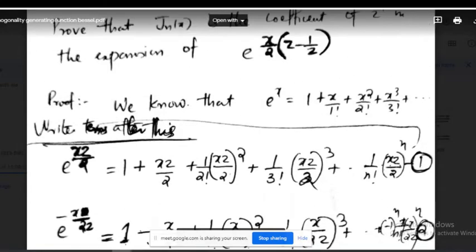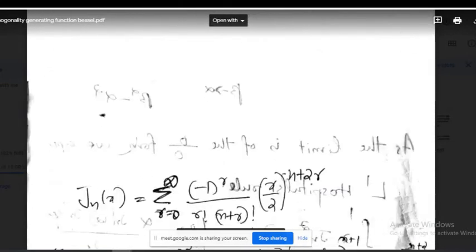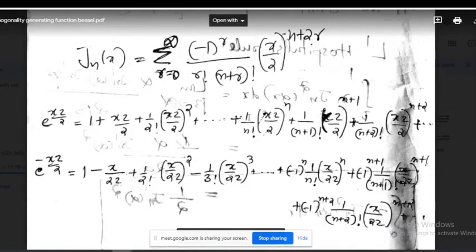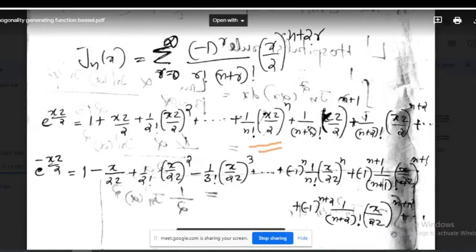Actually we need the terms after the nth term. So the nth term is this, then the next term will be 1 by (n plus 1) factorial (xz by 2) to the power n plus 1, 1 by (n plus 2) factorial (xz by 2) to the power n plus 2, etc.